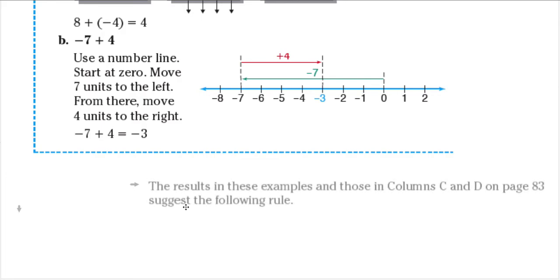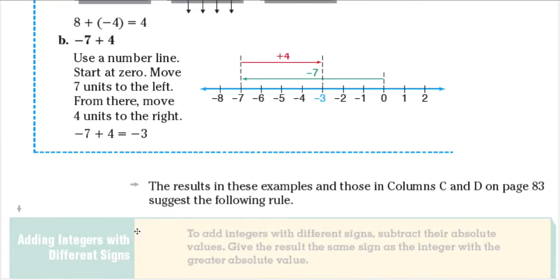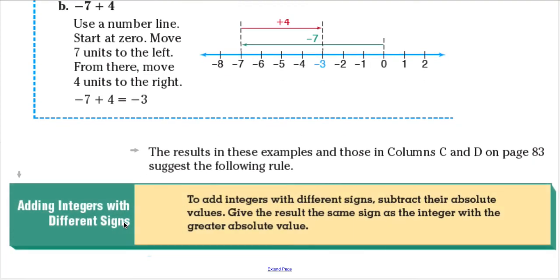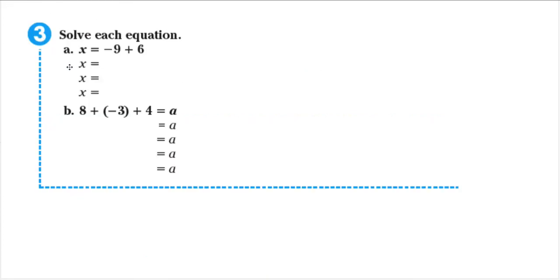So negative 7 plus 4 will give you negative 3, which brings us to a rule when we are adding integers with different signs. The results in these examples and those in columns C and D, well, we didn't do columns C and D, so forget that, suggest the following rule: when you add integers with different signs, subtract their absolute values, give the result the same sign as the integer with a greater absolute value. What does that mean? Take a look at example number 3. It tells you exactly what it means.